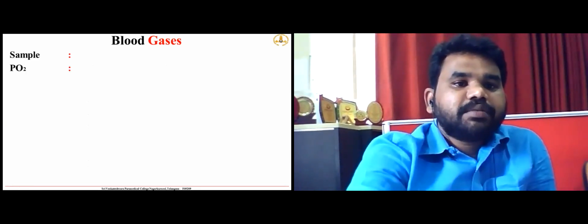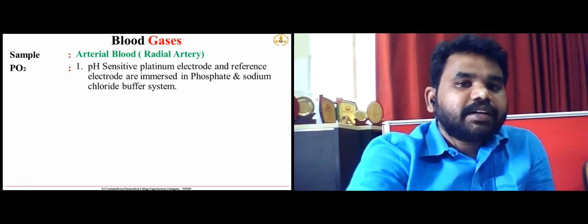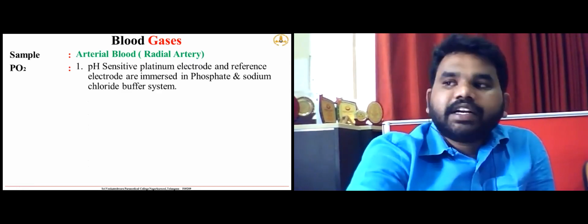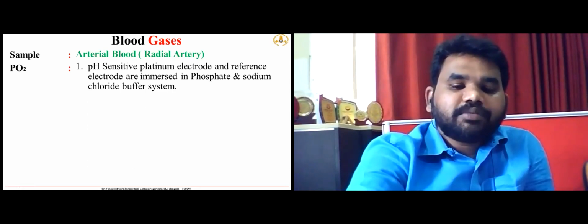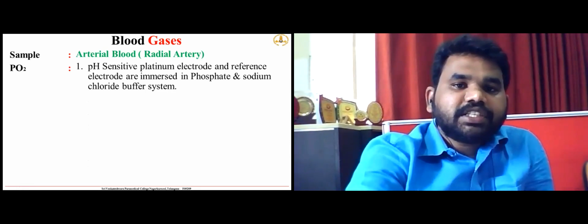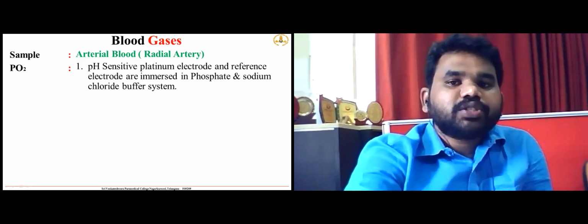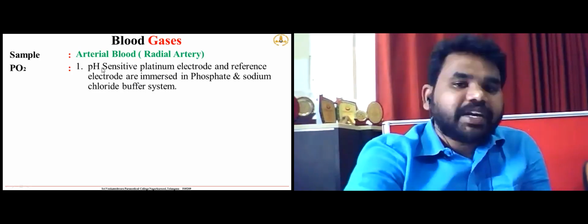Another blood gas we are measuring is PO2, and the same arterial blood is collected from the radial artery. If the radial artery is not feasible, then we go for another option, the femoral artery or the brachial artery. Here a platinum electrode is present, whereas in the PCO2 there is a glass electrode, and the reference electrode is the same. Both are immersed in the phosphate and sodium chloride buffer.